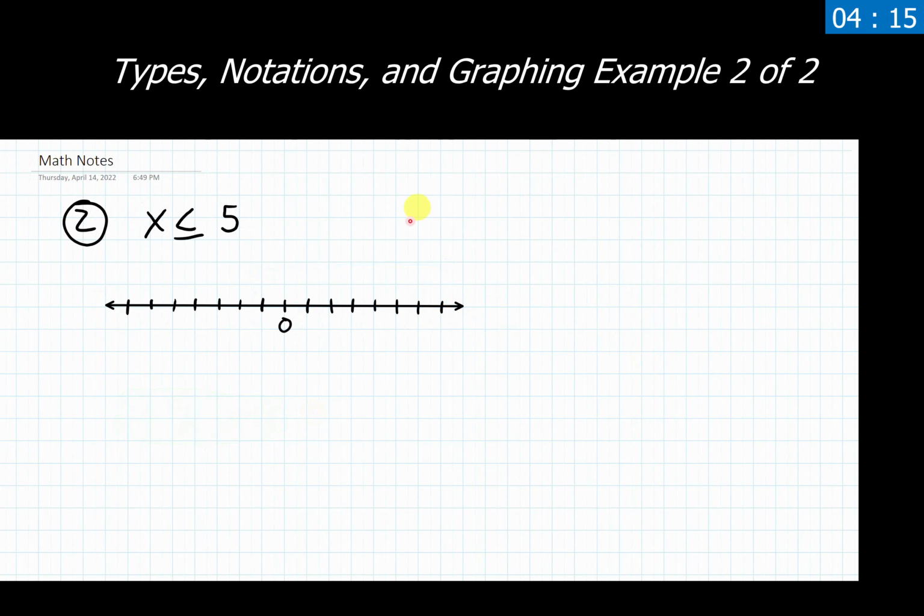In our second example with graphing and rewriting, we've been given the inequality x is less than or equal to 5. So again, we have our number lines set up here. We need to determine which direction is positive, which direction is negative, and scale this. So I'm going to once again define the positive direction going to the right, negative direction going to the left.